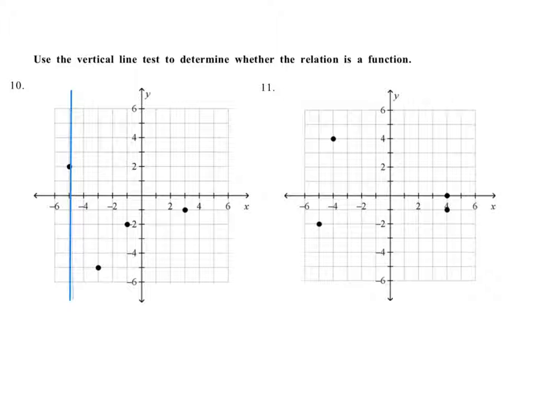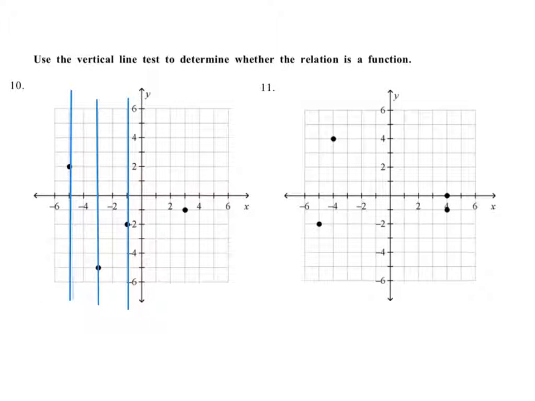Not that you normally do this, but you could put a vertical line, just make it nice and neat, at every point that was put in, at every input value, and say, do we go through a point more than once?